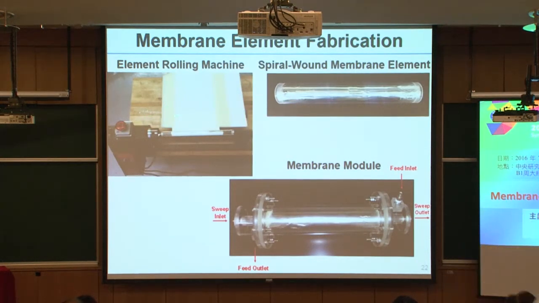After we make a membrane, we can roll this into a so-called spiral wound membrane element, and then we put the membrane element inside a membrane module. Because the pressure is very low, we can use a plexiglass housing for this. The housing allows fluid to come in and go out, and sweep gas to go in and sweep gas to come out.